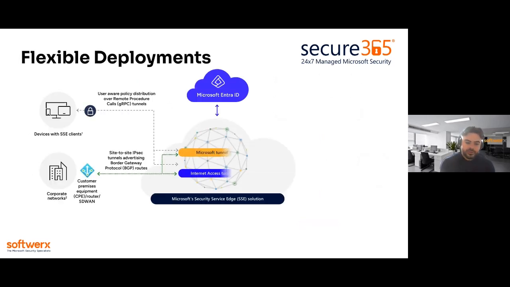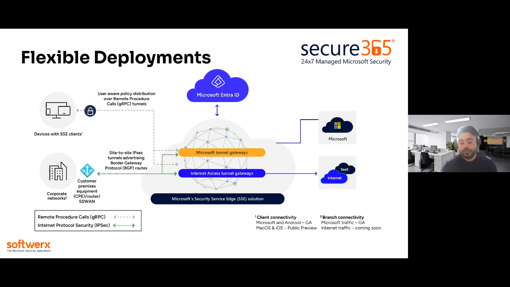Flexible deployments is a big one as well. What we mean by flexible deployments is there's more than one way to deploy Global Secure Access. On the left-hand side, what you'll see is devices with SSE clients. Effectively this is a client connector that is distributed to the device, which we'll have a little look at as well. And that tunnels out your traffic to the Microsoft Security Service Edge, and then based off of the destination of that traffic, the web content filter, your TLS inspection, all of that good stuff within SSE will reach the destination where it needs to go, whether it be Microsoft traffic or internet traffic or SaaS-based applications.